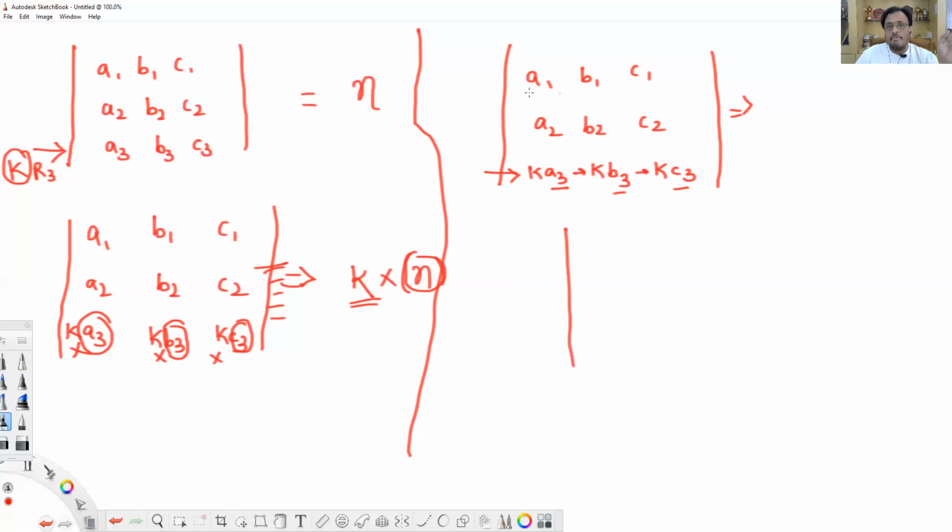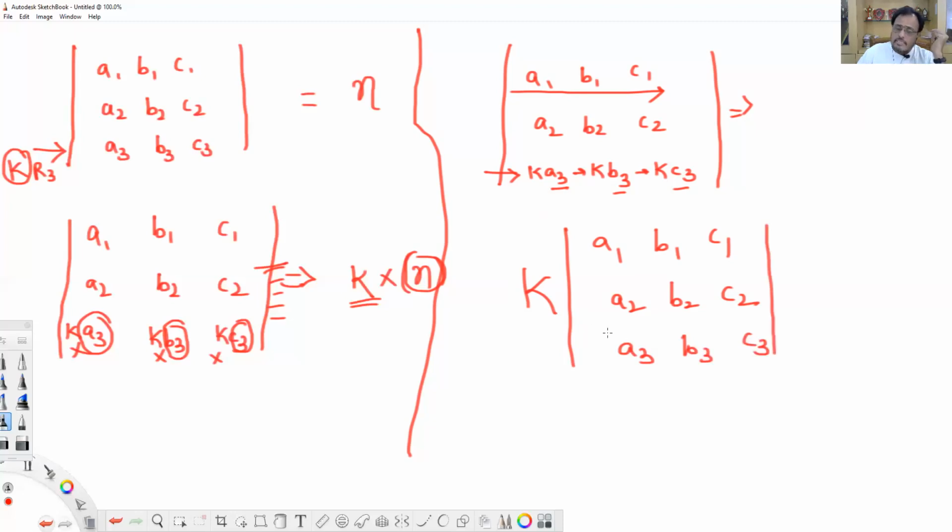Look at it. A1, B1, C1, first row, no common factor. You can write here A1, B1, C1. Second row, there is no common factor: A2, B2, C2. And in the third row, K is a common factor. You can take K outside, and A3, B3, C3. So this, you will be perfect. You will be learning properly. When you solve different examples, you will definitely come to know.